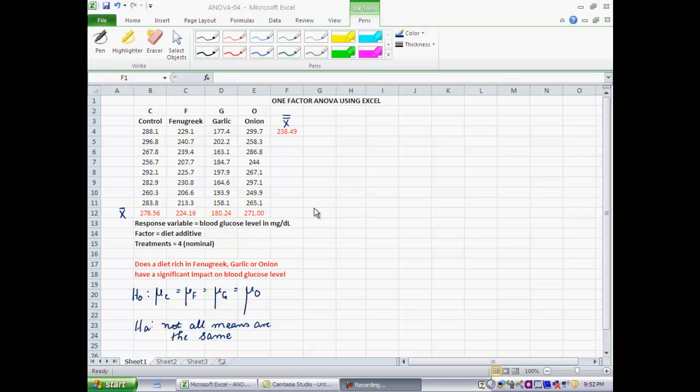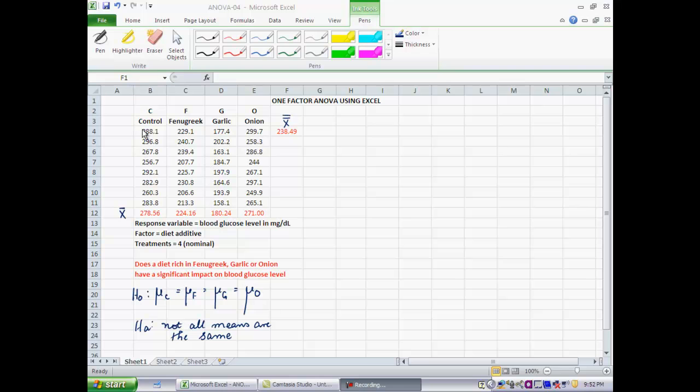So the problem setting that we have here is the following. We want to see if a certain factor, in this case a diet additive, has any significant impact on the response variable, which is the blood glucose level measured in milligrams per deciliter. So actually this was a laboratory experiment conducted on rats.